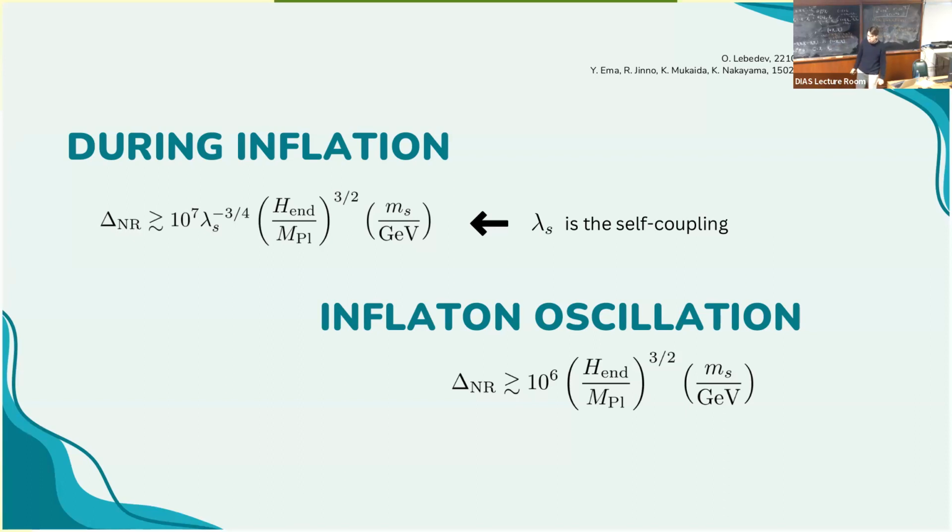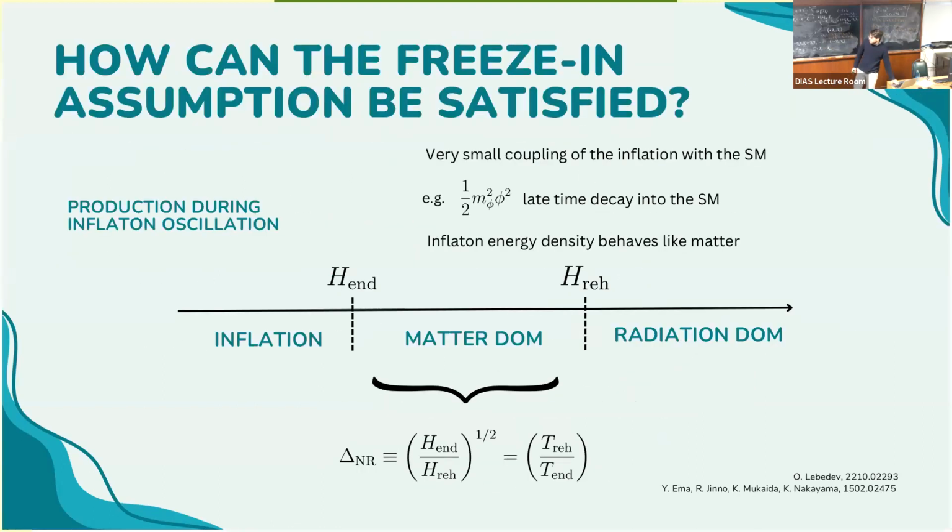Can you just remind me, what was the original definition of delta NR? Yeah, it is the ratio between the Hubble at the end of inflation and the Hubble at reheating. But you seem to be using it as a proxy for the amount of dark matter that's diluted. And how do I use it as that proxy?